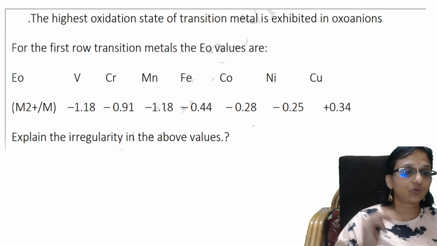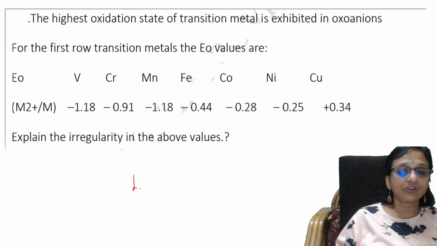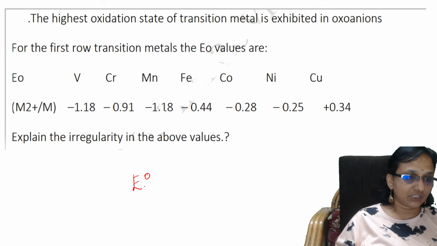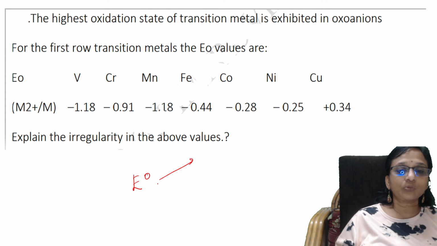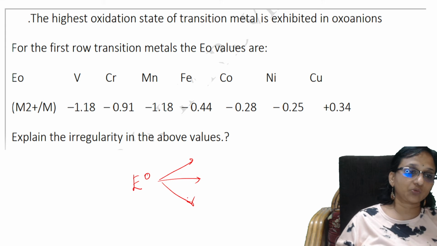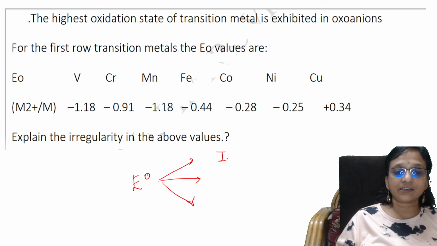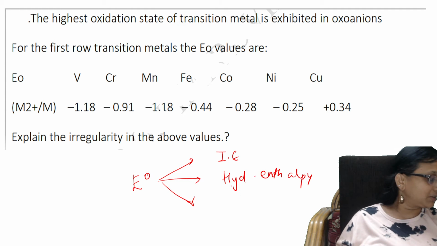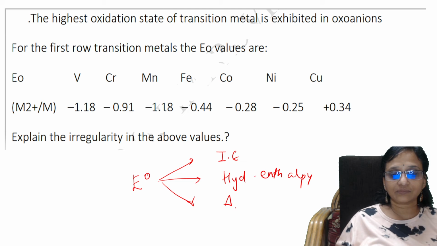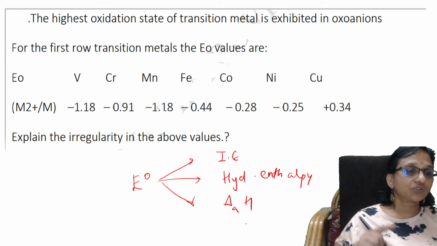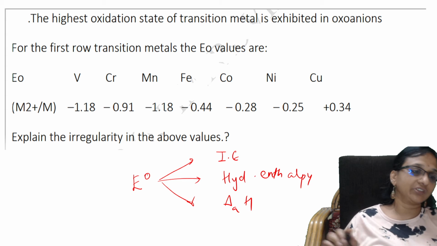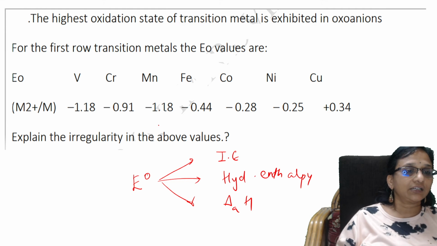Always remember, students, whenever you're writing an answer on electrode potential, it depends upon factors. What factors? It depends upon ionization enthalpy, hydration enthalpy, and enthalpy of atomization. So always talk in terms of these factors. So how am I going to write? I will write the answer like this.